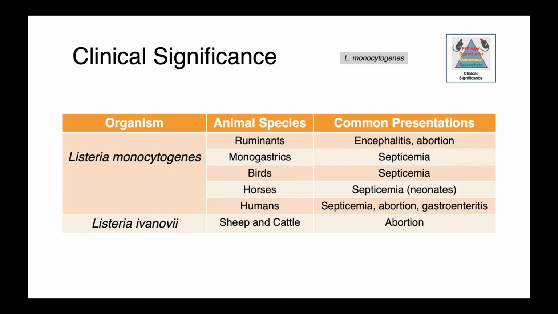Listeria monocytogenes is by far the most important species within this genus. In ruminants, we see encephalitis and abortion. In monogastrics, so animals which have a single stomach, not ruminants like our cattle, sheep, and goats, and also in birds, we see septicemia. In neonatal horses, we see septicemia. And in people, we can see a variety of syndromes, from septicemia through abortion and gastroenteritis, or a much more mild foodborne infection. Listeria ivanovii has been associated with abortions in sheep and cattle.